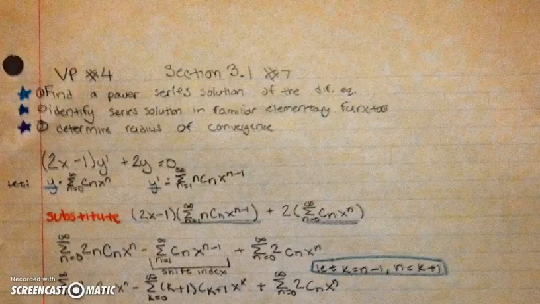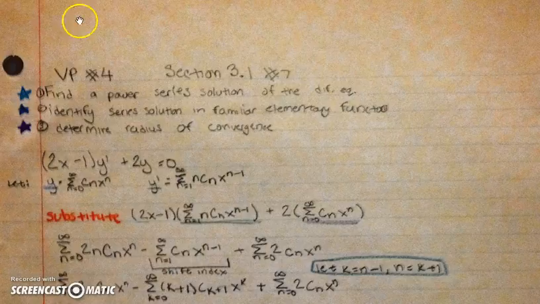I was assigned section 3.1 number 7 for this video presentation number 4. For this problem, there are 3 steps we have to do. The first is to find a power series solution of the differential equation. Then we want to identify the series solution as a familiar elementary function that we know from before or in a book that we've read. And then you want to determine the radius of convergence.